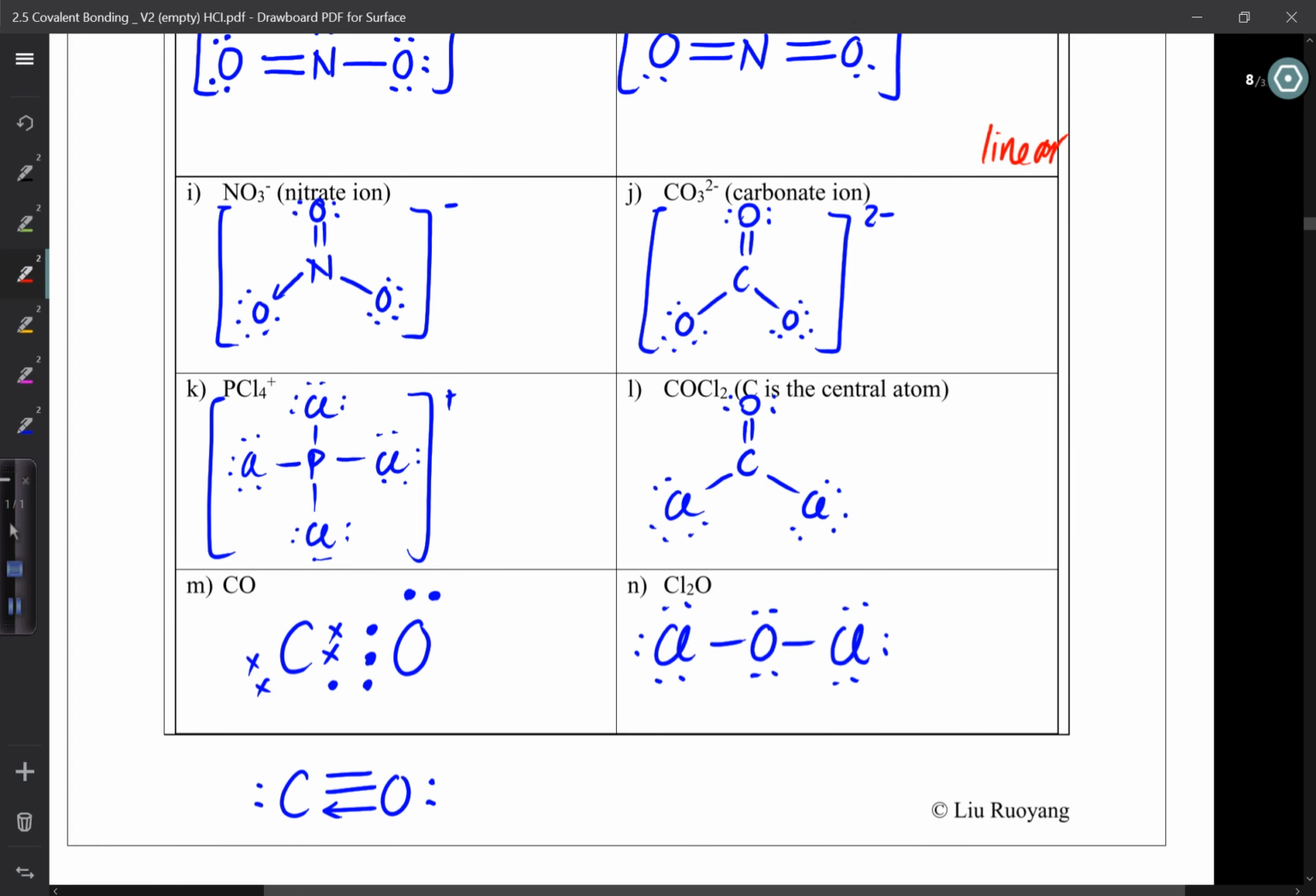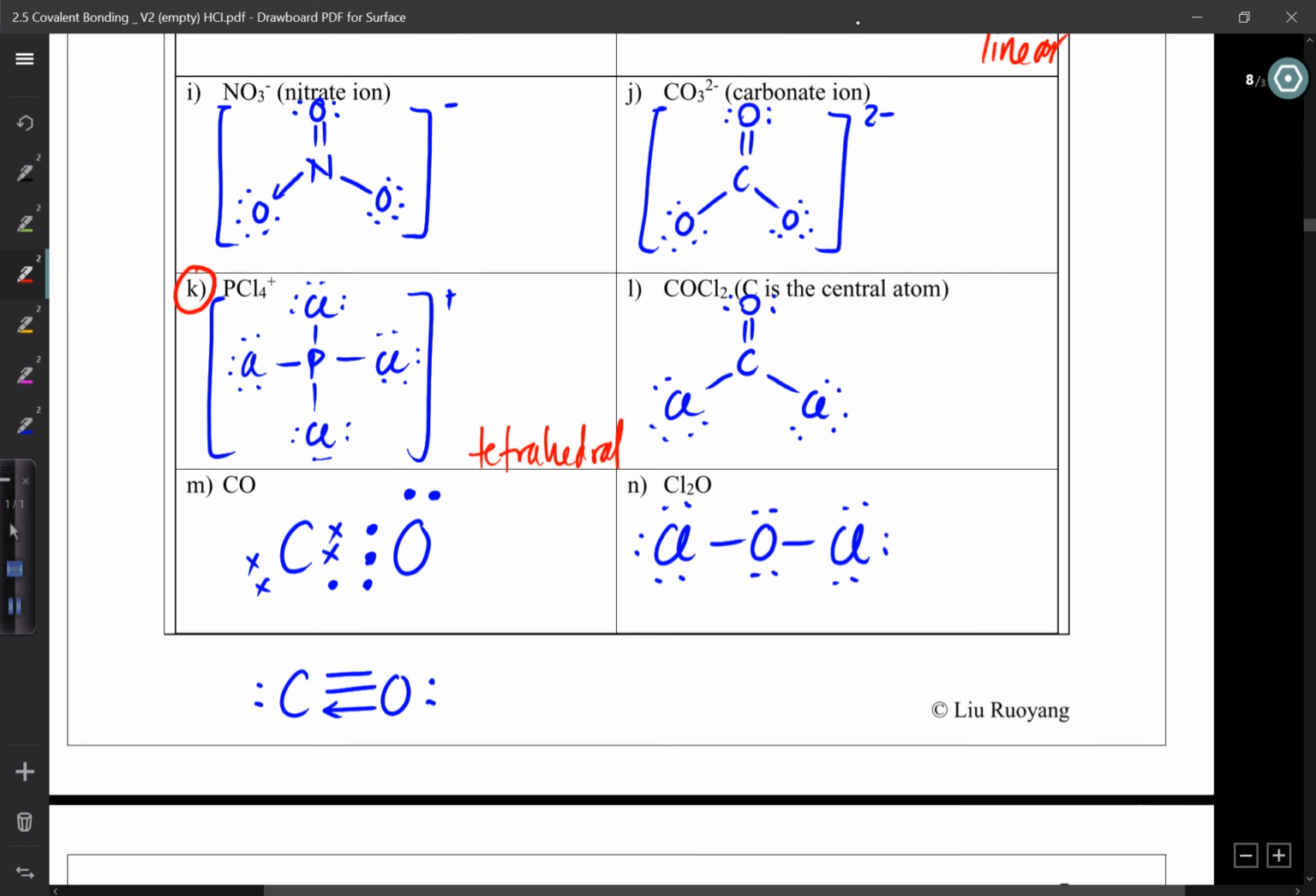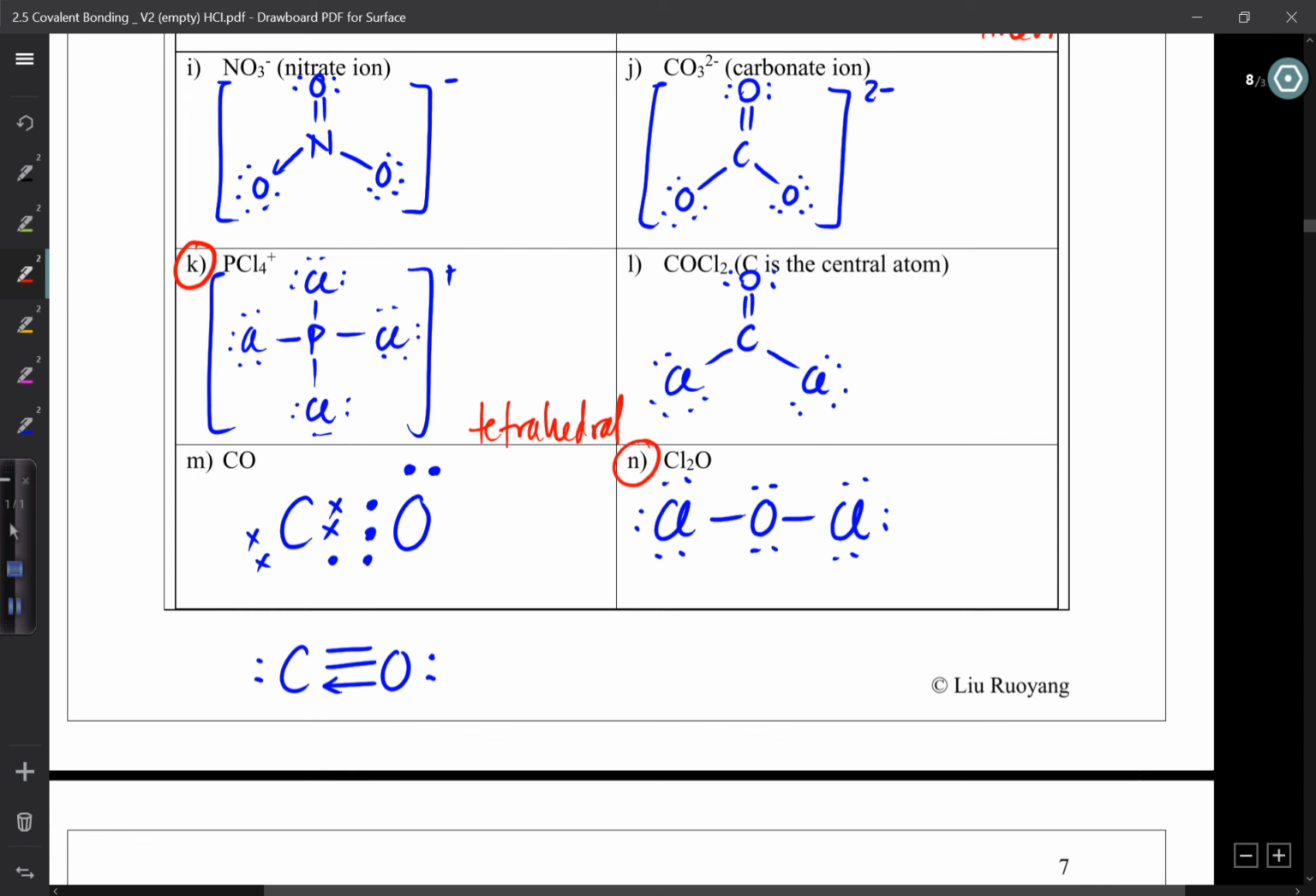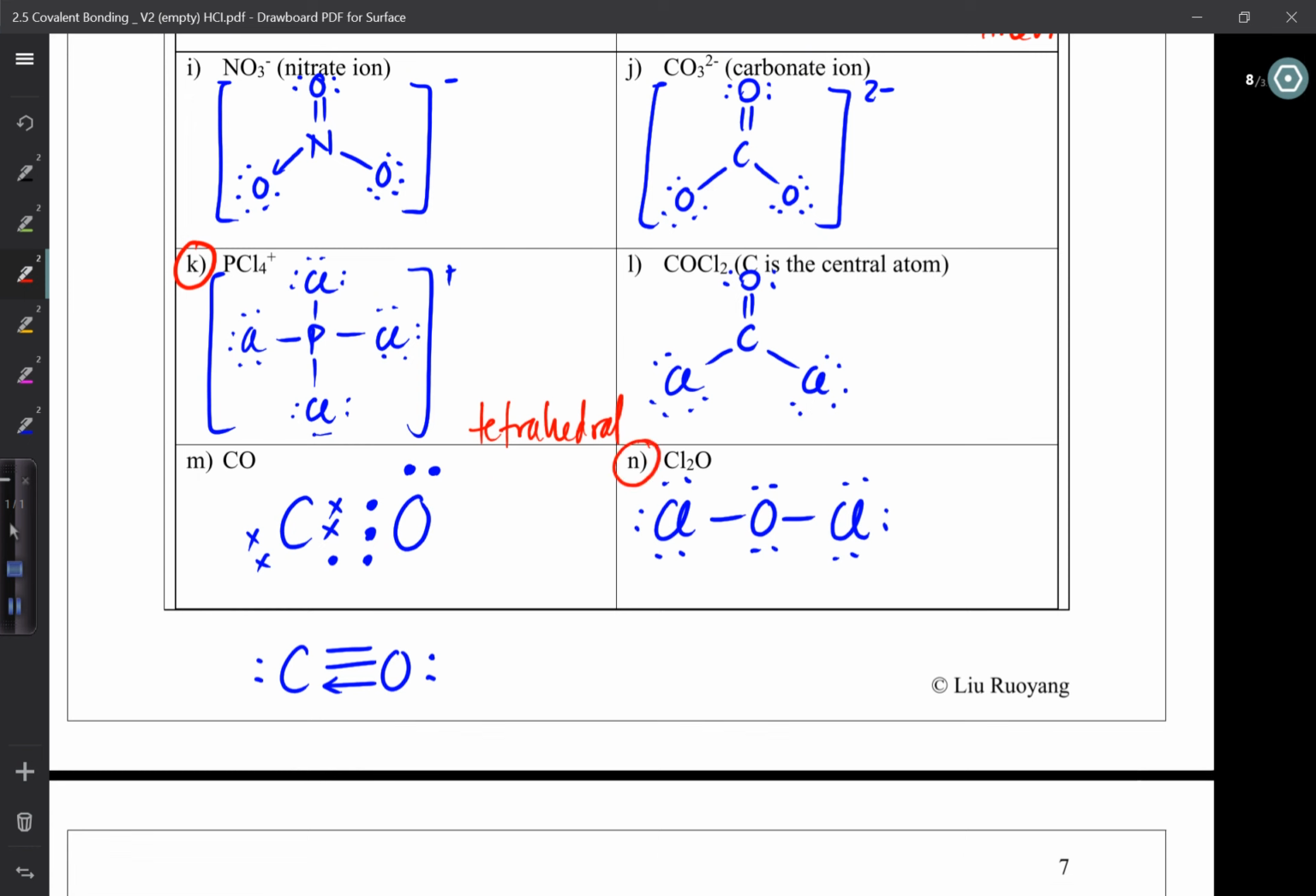Alright? What about this PCl4 plus? Tetrahedral, right? And so on. Alright? What about this Cl2O? Take note, these kind of questions are very common. They draw in a linear way and then they ask you what shape. Obviously, the answer is not linear.